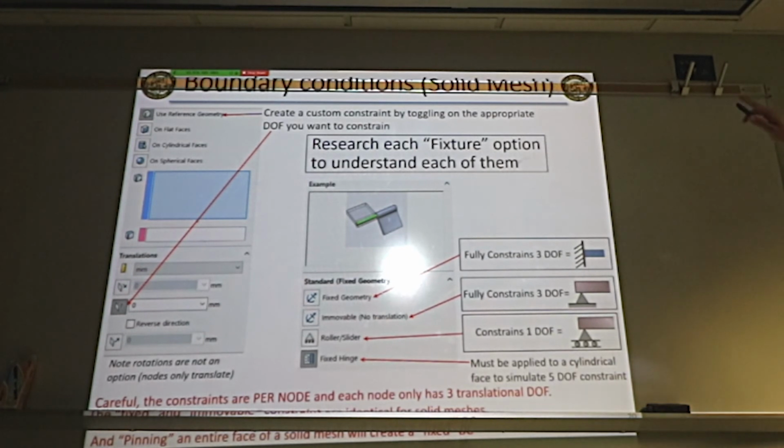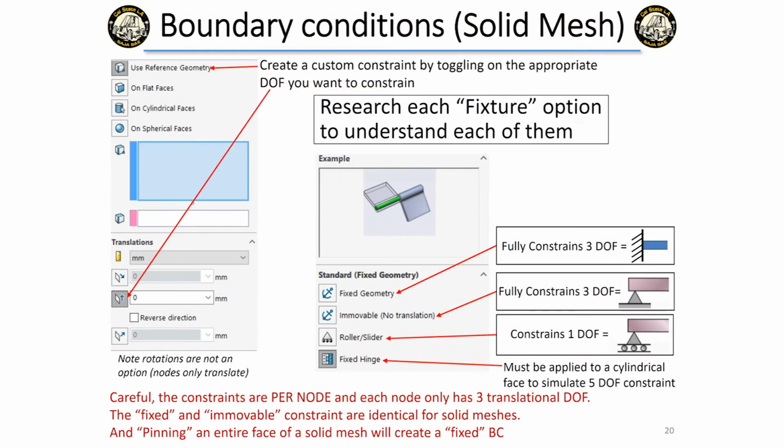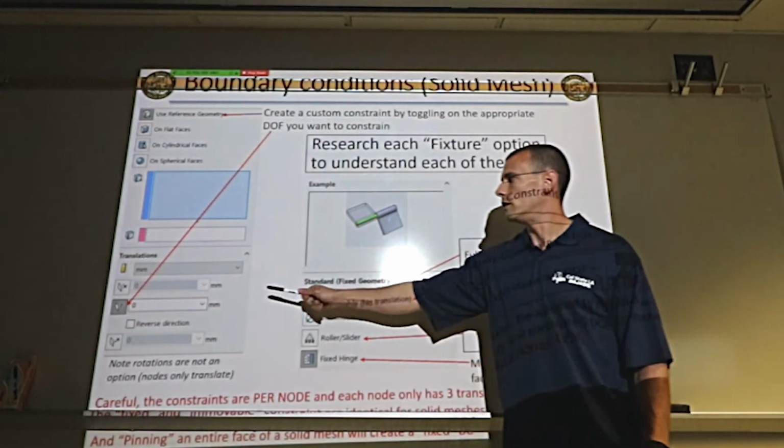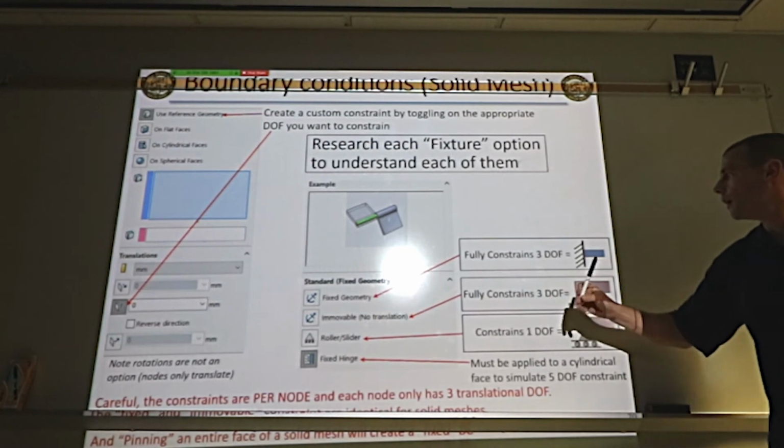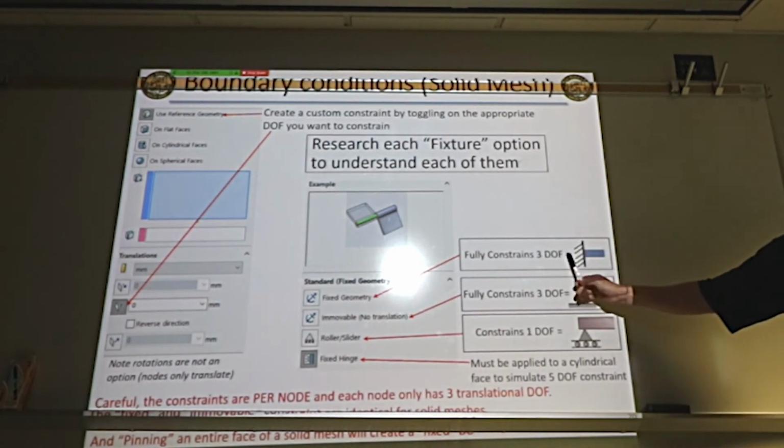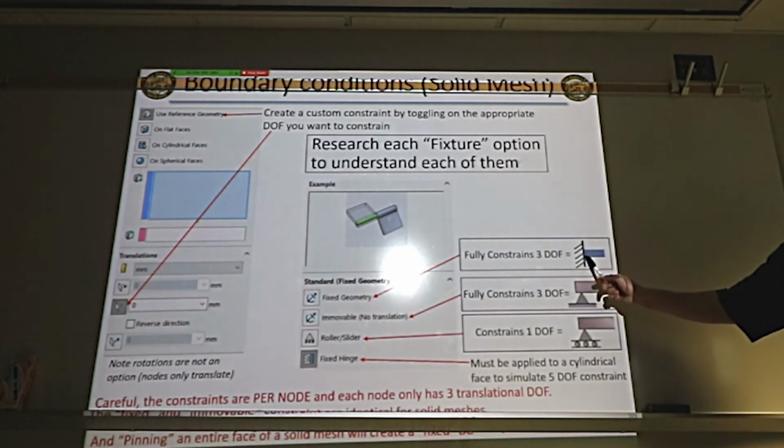Okay, so this is solid mesh. So it's the same thing, but if I do a solid mesh, you'll note that there's no rotations here, right? It just gives you translational options, okay? So if you do fixed geometry, what's it gonna do? It's gonna fix just the translations, okay?